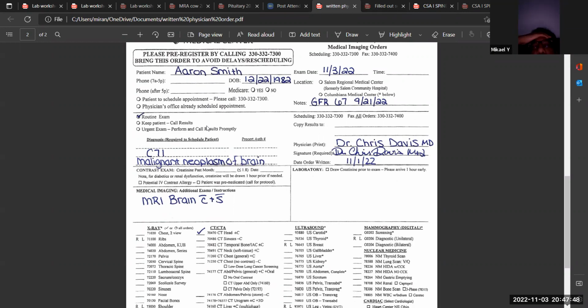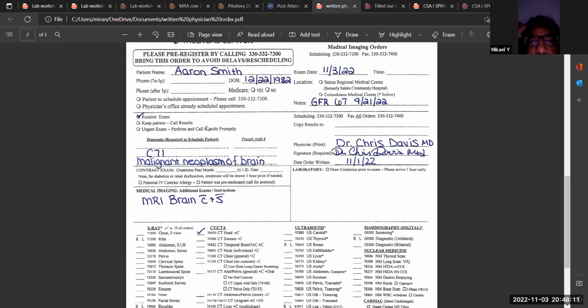Patient's first name, last name, date of birth. What else? Physician signature. Okay. Contact info. Mhm, what else? Diagnosis or a diagnosis code. Absolutely.